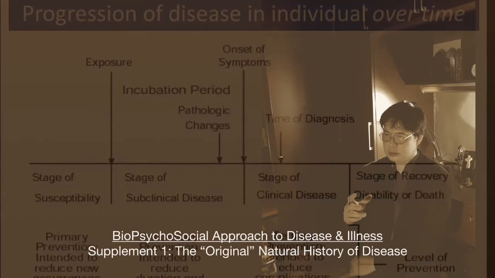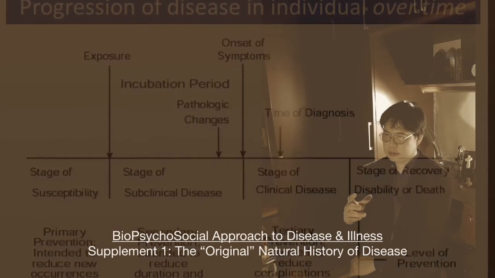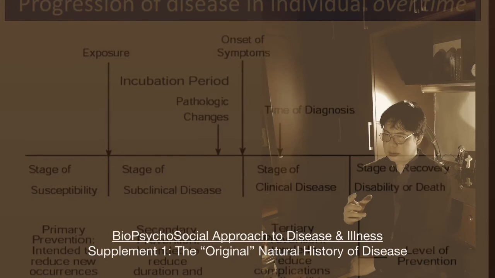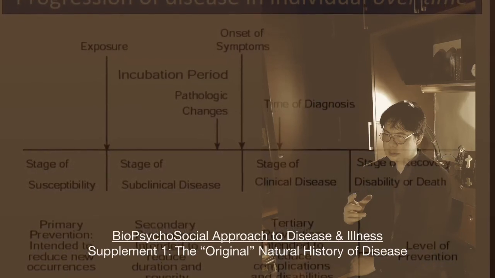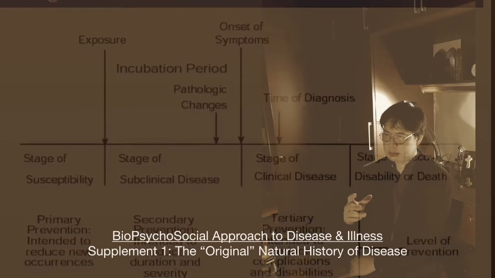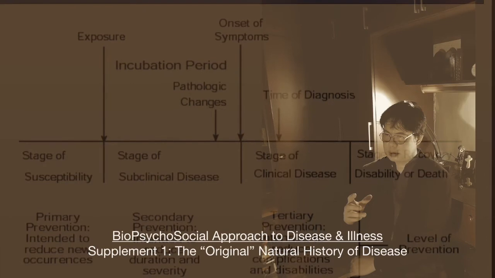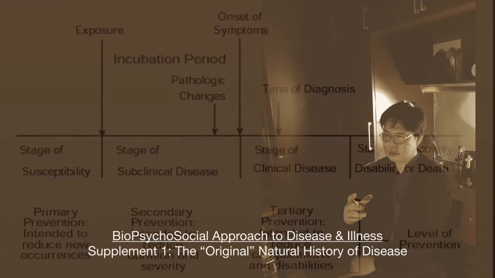But some of those who already have it don't have symptoms yet. They're subclinical. Some of them are really too far gone. They're dying, or they've recovered but they have disabilities. That's another slew of interventions for public health, community medicine, or primary care to do. So that's what it is. That's really what the natural history of disease is all about.